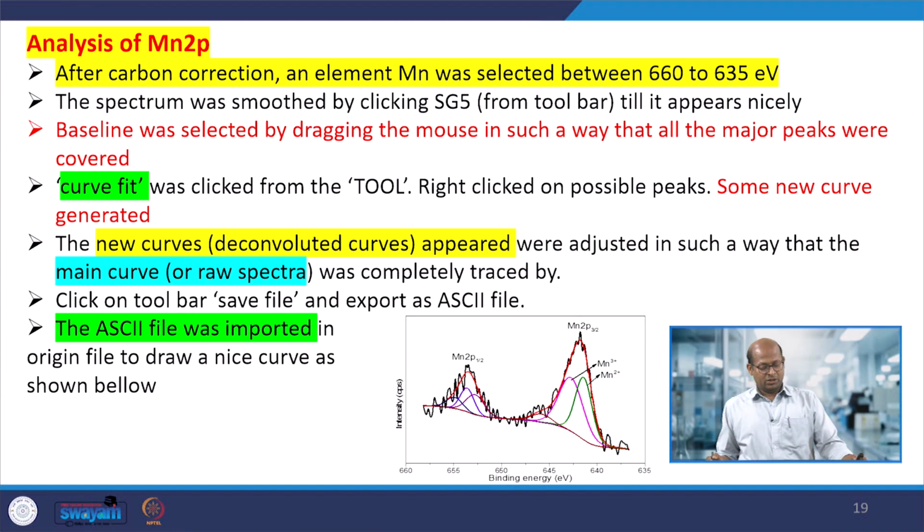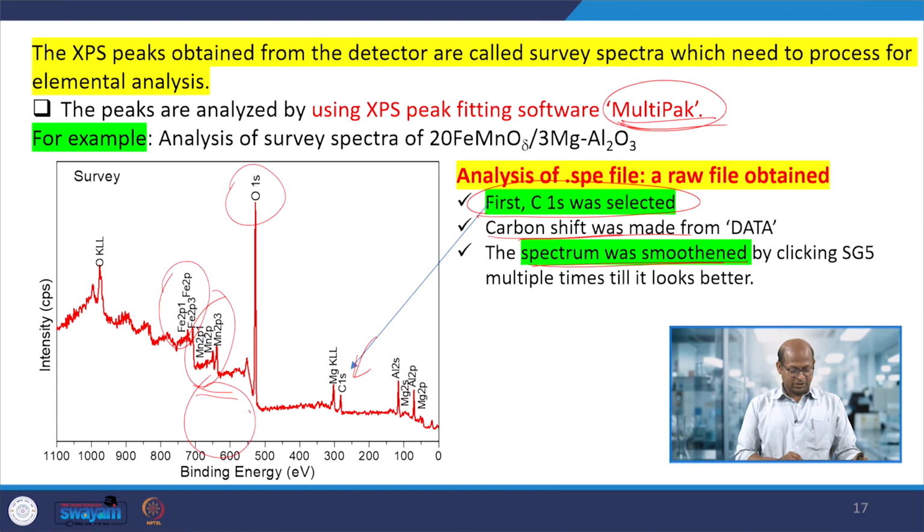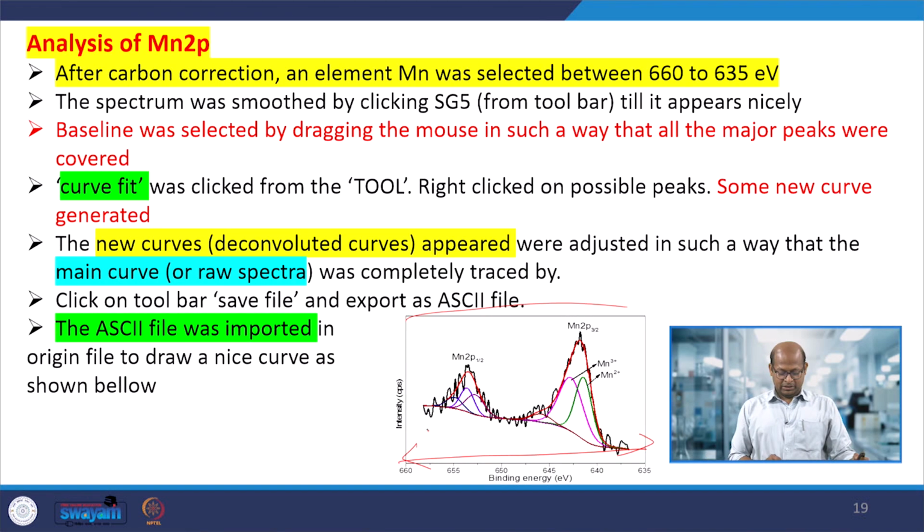Once we look at the surface spectra, within that particular range, 635 to 662, we have to enlarge or magnify. Then we can get the manganese 2p 1/2 and manganese 2p 3/2, these two peaks. This is the raw spectra that we are getting. After that, we have to do the deconvolution, meaning we get new peaks with the help of the software.